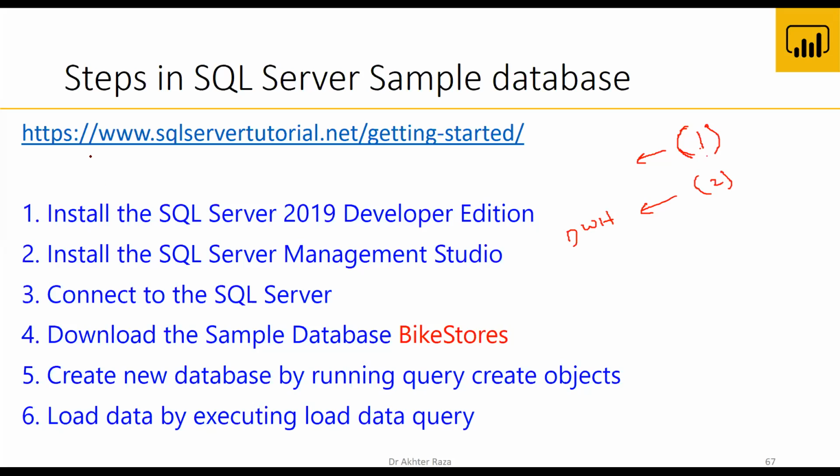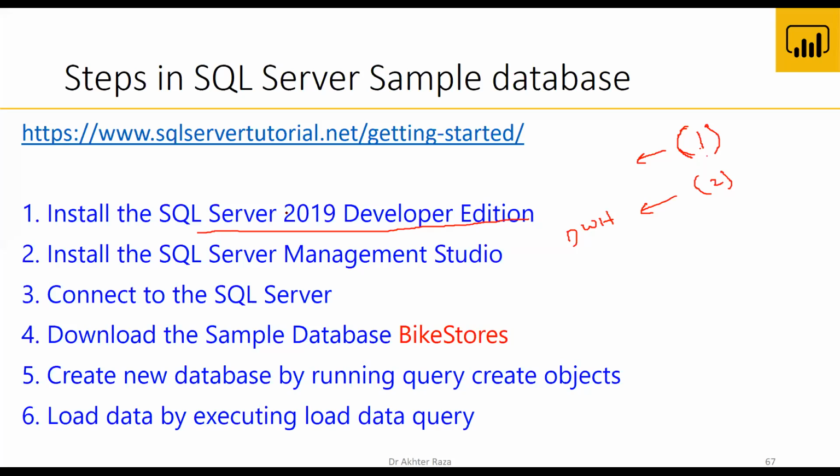The first step is what the server is available. This is the tutorial which is available. The complete guide is available there. The steps are: install the SQL Server 2019 Developer Edition. The links are given, so you have to click on the link. You will see the page of the SQL Server download and then download the software and install. This is called SQL Server 2019 Developer Edition.